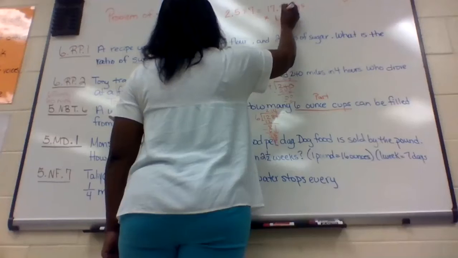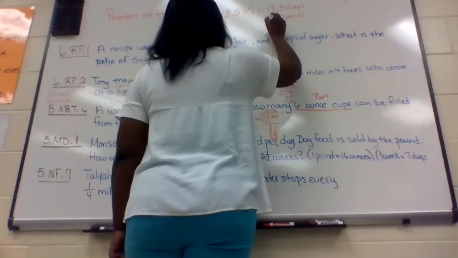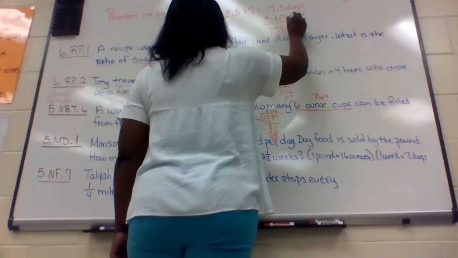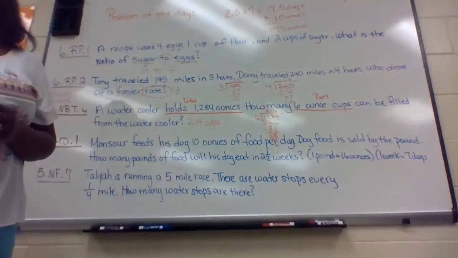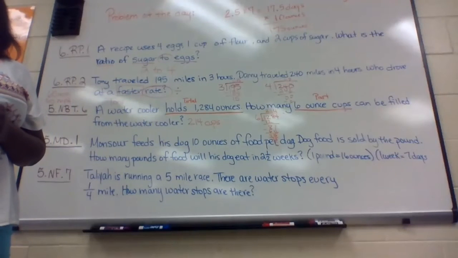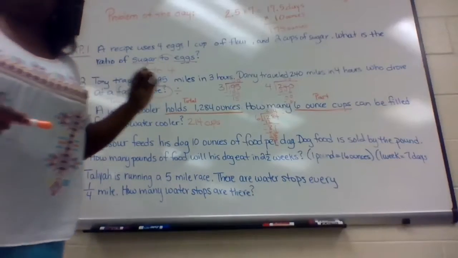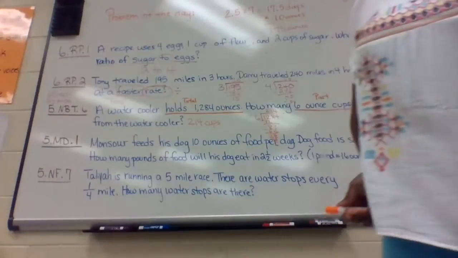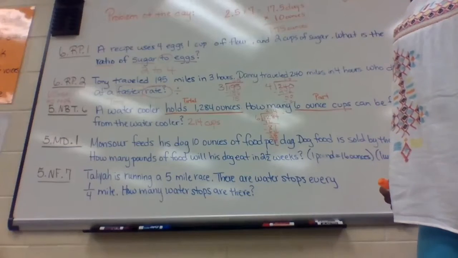Times 10 ounces a day. That's 175 ounces. Okay, you got 175 ounces. Now, the dog food is sold by the pound. So that means instead of using ounces, we need to convert it to pounds. So how many ounces are there in 1 pound?